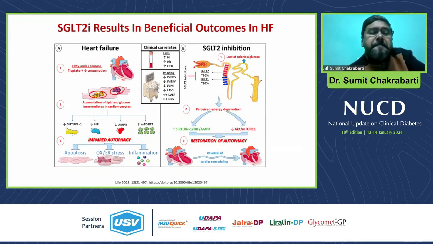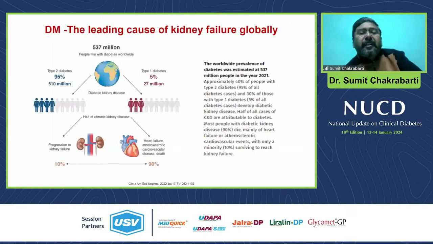Okay, so this is how SGLT2 inhibition comes to be beneficial in heart failure. It shifts the metabolism in the heart from glucose-centric to fatty acid-centric energy expenditure. It enhances the expression of HIF, that is hypoxia-inducible factors, as well as AMPK, and reduces the mTOR expression. Together, the restoration of autophagy and reversal of cardiac remodeling is the pathological explanation for this benefit.